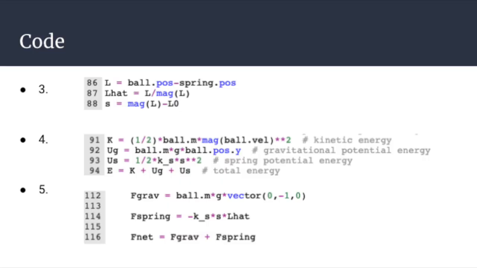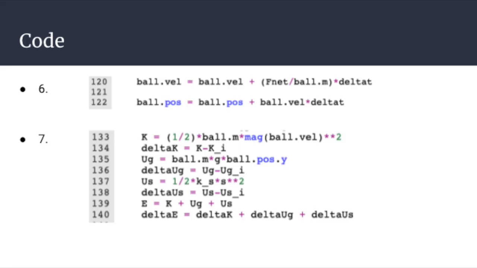Now it was time to enter the loop portion of the code. Within the loop, I set the force of gravity equal to mass times gravity times a vector with -1 in the y position. I also set the spring force equal to negative spring constant times S times L hat. And lastly, F net equal to F grav plus F spring. Then came the velocity and position update formulas. I set ball.vel equal to ball.vel plus F net over mass times delta t, and I set ball.pos equal to ball.pos plus ball.vel times delta t.